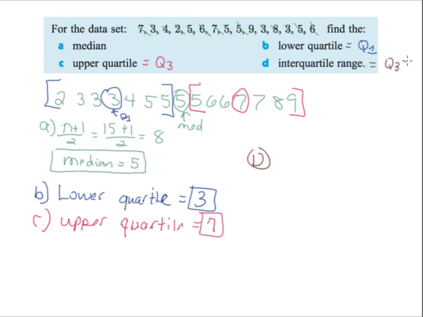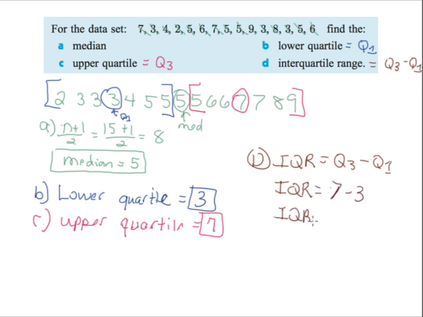My interquartile range, which is Q3 minus Q1, is abbreviated IQR. My IQR, in this case, would be equal to 7 minus 3. So IQR is 4.